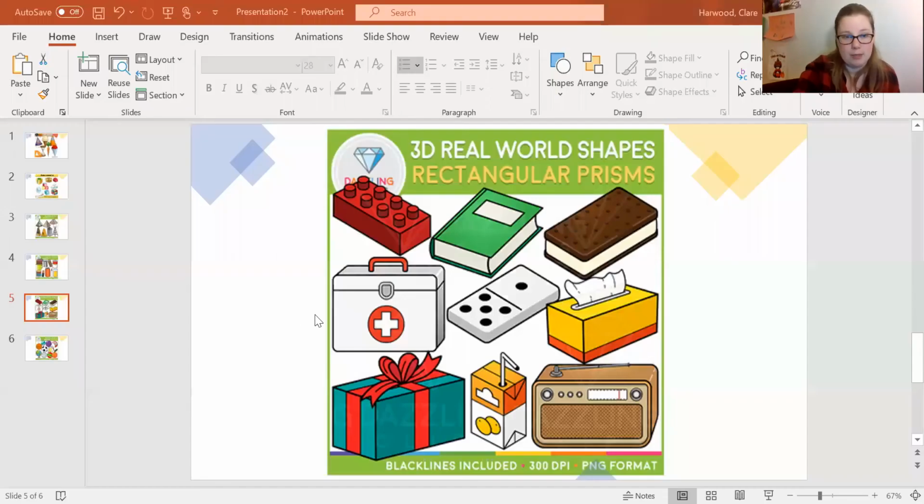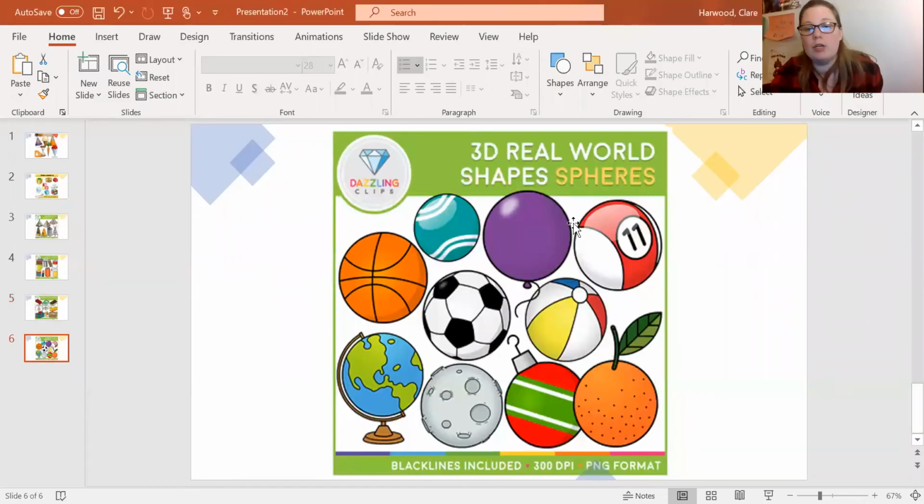So going back, I'm going to share my screen with you, going back again to those different pictures. Here's some more real-world 3D shapes that are spheres. We've got a basketball, soccer ball. Here's a beach ball. This ball is used when playing a game called pool. This is a balloon. This looks like a tennis ball to me. It might look like something else to you guys.